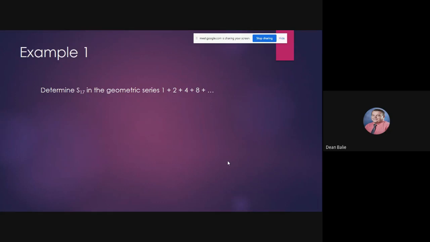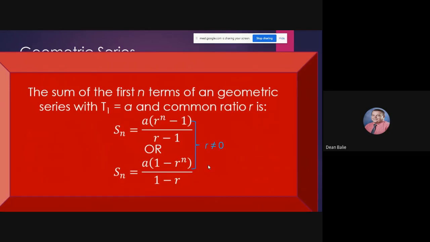So in that series, 1 plus 2 plus 4 plus 8, and we've seen that already this morning, that particular sequence. I've asked you to calculate S17, which means I want you to find the sum of the first 17 terms. Okay, so how do we do that? Well, we just go back and apply this formula.